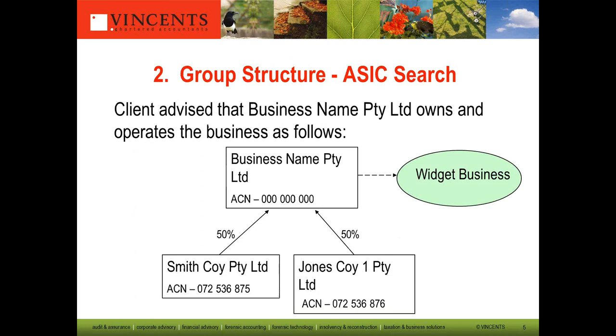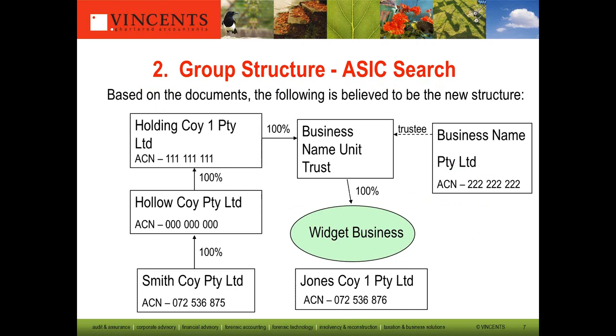It actually owned the business or operated the business, owned and operated, and we have our two shareholders. By doing the analysis, we now have this structure. So we've got Smith and Jones down the bottom. Jones holds nothing, whereas he thought he held 50%. And previously we held the interest in business name P2Y LTD, 000000. So you'll see now that Hollow Company has that ABN, so that's obviously a business name change.